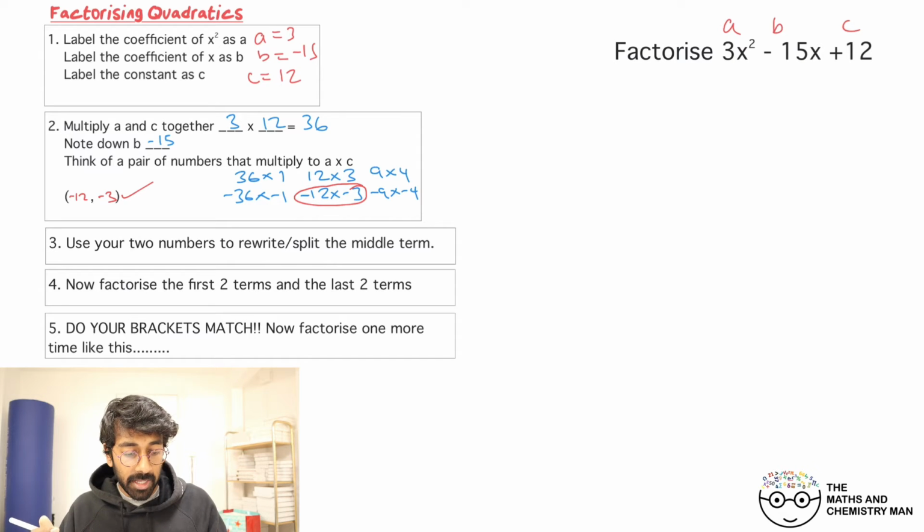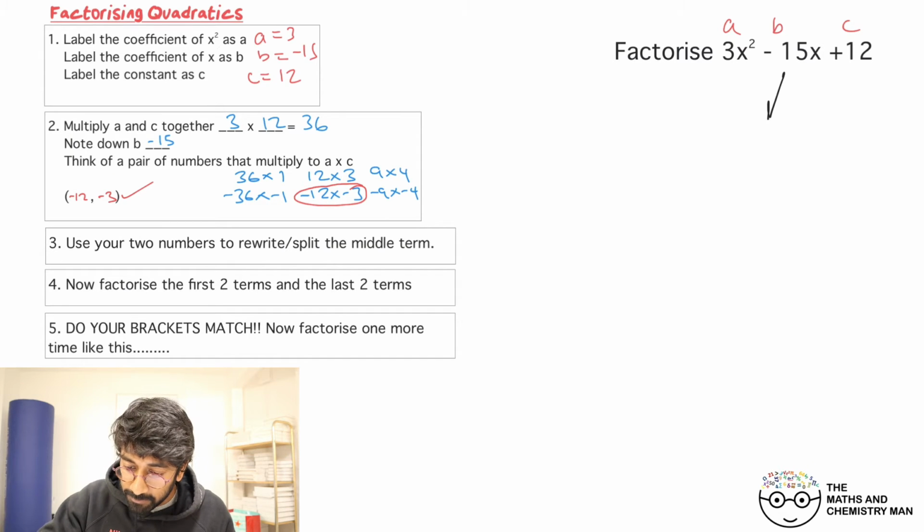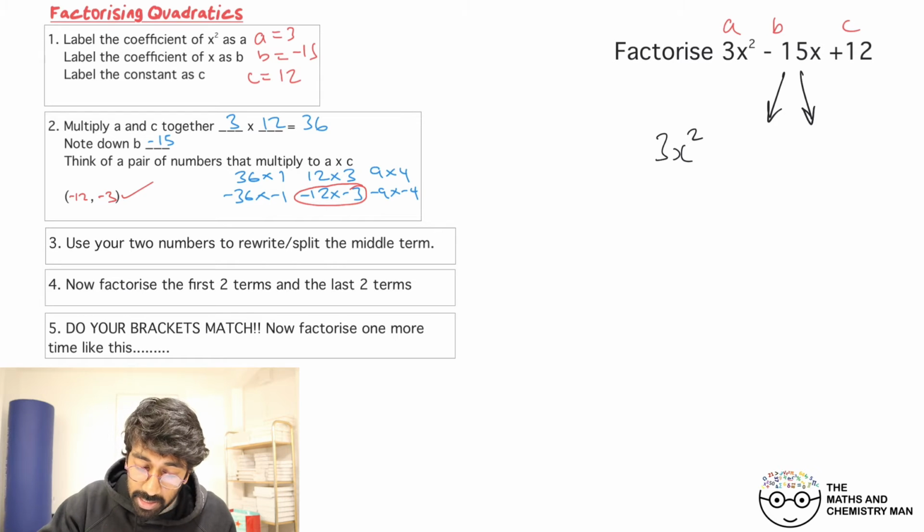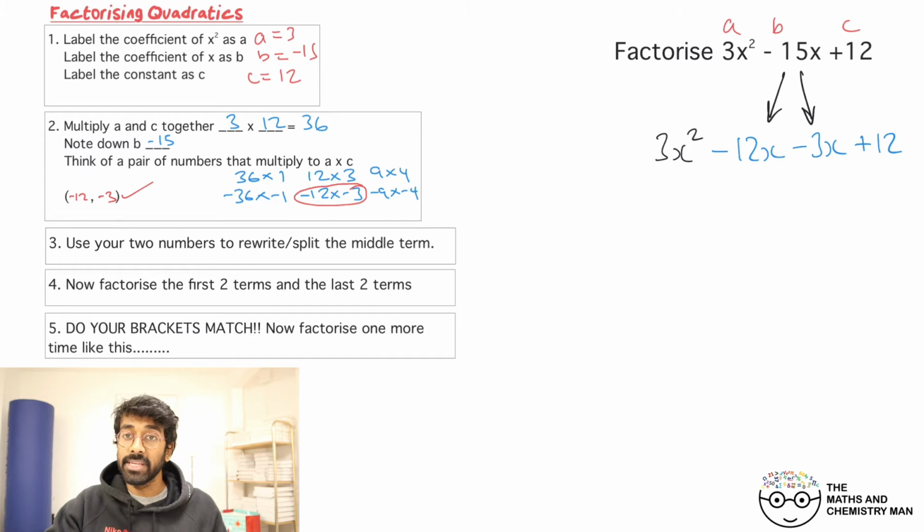What do we do with it? We now use it to split up this middle term, so the x term over there. So the 3x squared stays the same, but then instead of writing minus 15x, we're going to write minus 12x and then minus 3x. And then pop that plus 12 on the end.